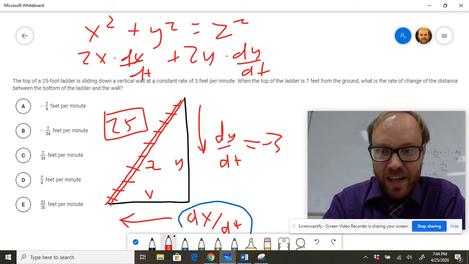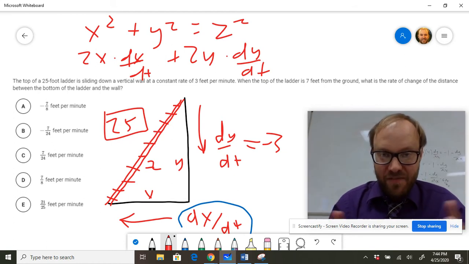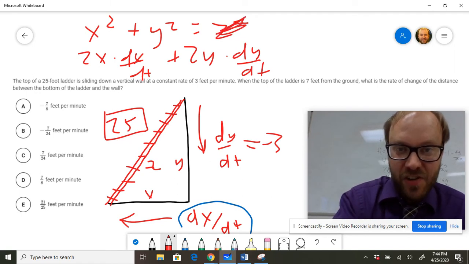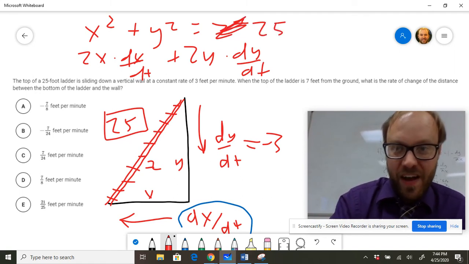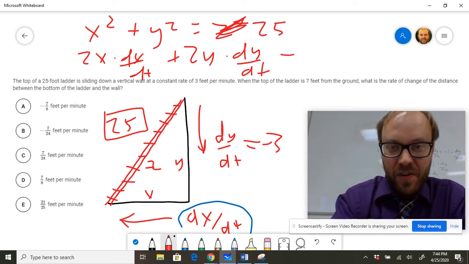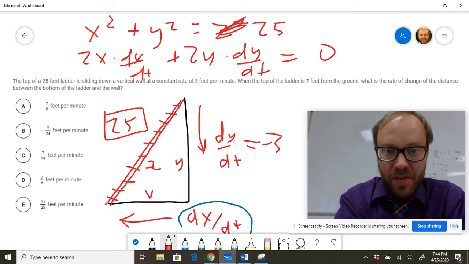So be on the lookout for a case where you have something constant. If something changes, it varies. You need to keep that as a variable in the equation when you take the derivative. If it's constant, you can replace it. So the ladder length is always 25. I don't need a z variable in this problem, okay? And as a result, the derivative of a constant is just 0, okay? And at this point, we should be able to substitute everything in here and get an answer.